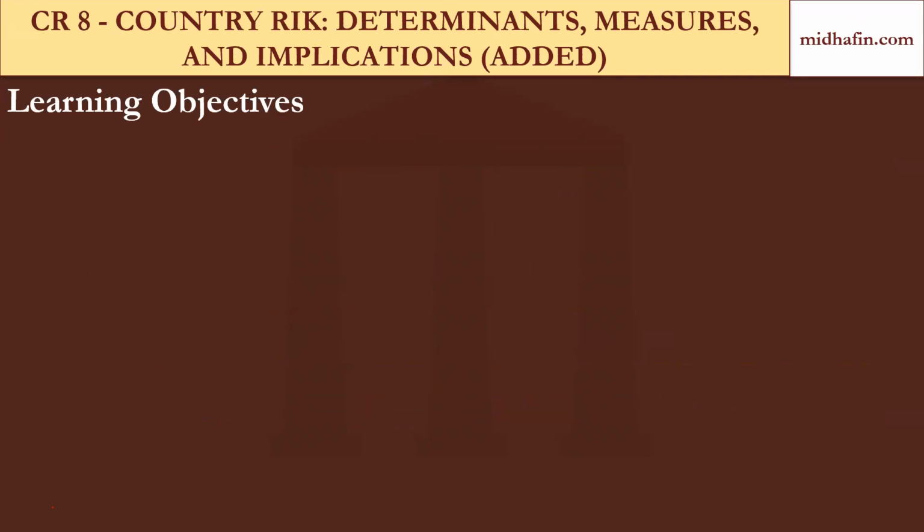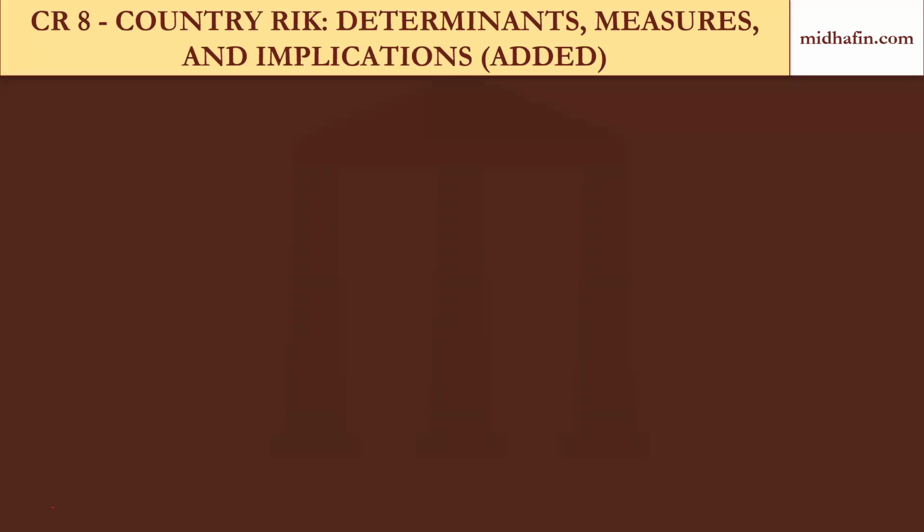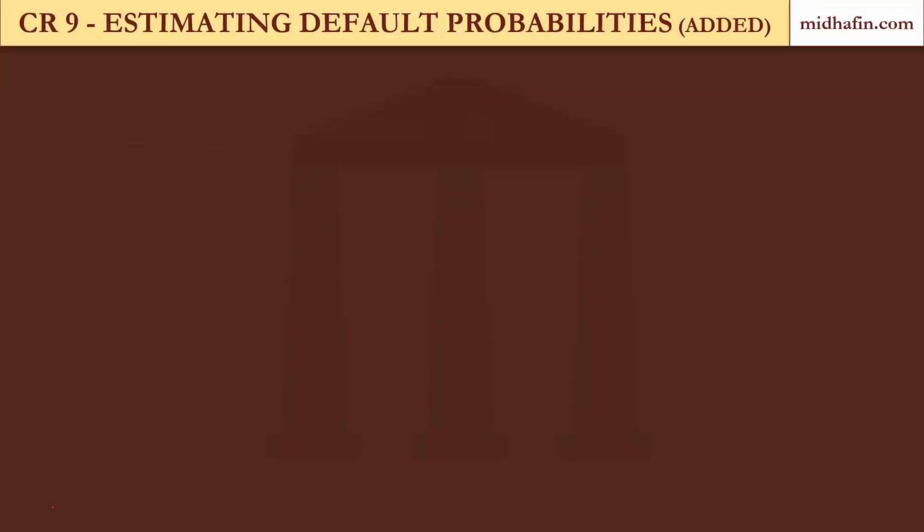Now this CR8 chapter is very similar, as I mentioned in the beginning, only to the contents of one of the chapters, VRM5 of FRM Part 1. In fact, the chapter name is also the same, and this is from Aswath Damodaran's book. So these are the learning objectives, which you can go through from the PDF directly.